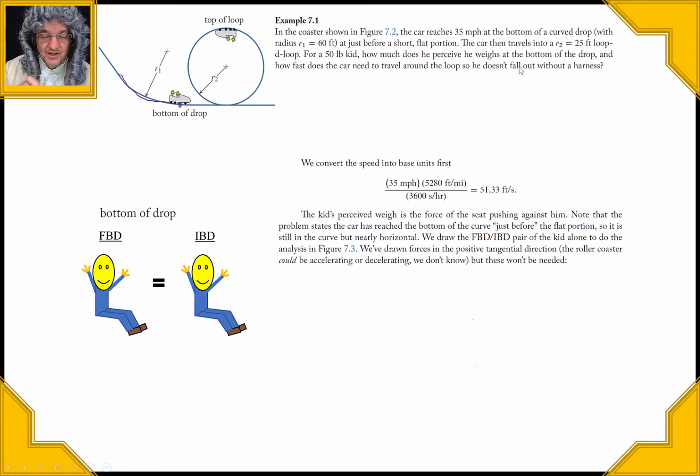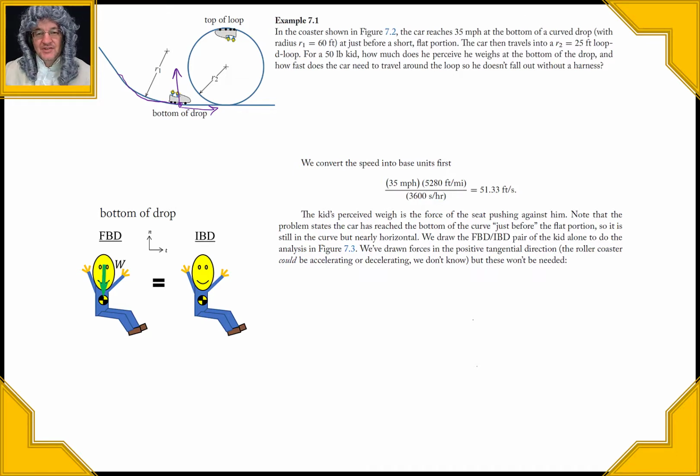Even though there's two kids in there, we're only looking at one of the kids. So here's the kid on the free body diagram and that same kid on the inertial body diagram. In this case, the normal is going to be upwards, right? Because this is the upwards direction, remember, he's still in the curve at this point. So we put the center of mass in here.